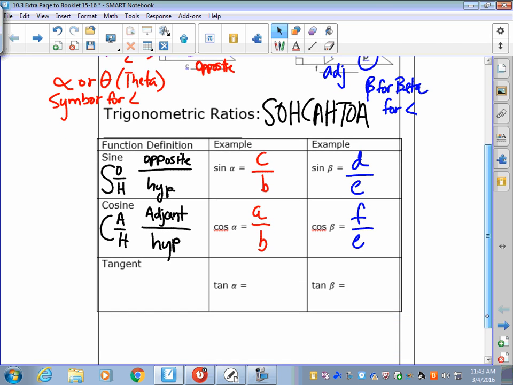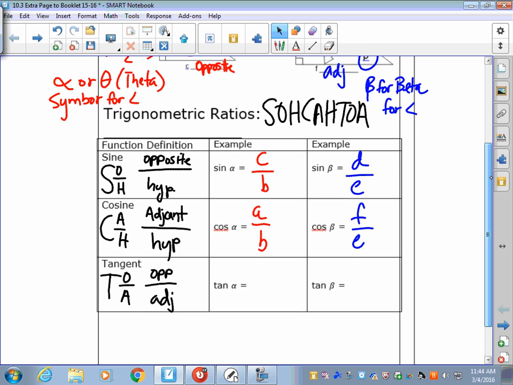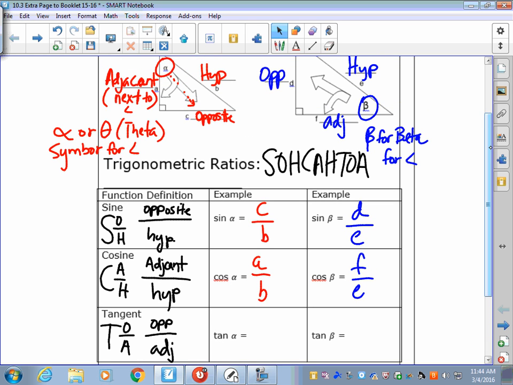And then the last trig ratio we have is tangent. That is our TOA, which is capital T for tangent and then O over A. What do you think that's going to represent? That's going to be the opposite side over the adjacent side. I'm just going to abbreviate. So opposite over adjacent. So if I'm looking at theta, opposite theta was C, and the adjacent was A. So this would be C over A. See if you can do tangent of beta. Hopefully you have D over F.